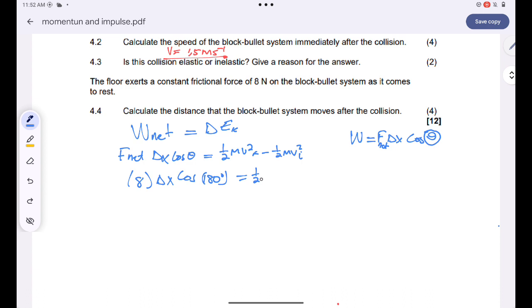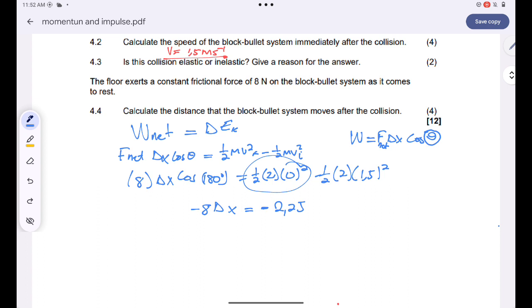So this is equal to 1 over 2 multiplied by 2 and 0 squared, minus 1 over 2 multiplied by 2 and the velocity, which is 1.5 squared. And then on the left hand side, we'll simply have negative 8 multiplied by delta x. On the right hand side we'll have negative 2.25, because the final term will be 0, and negative half times 2 times 1.5 squared will give us negative 2.25.